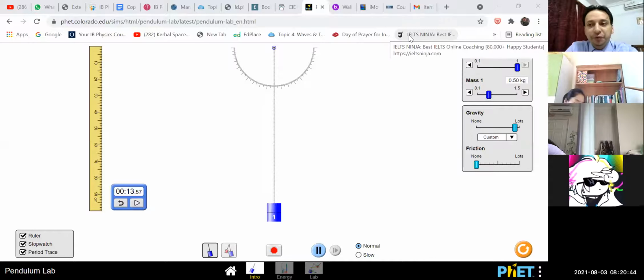In the previous case, when the length was half a meter, the time for 10 oscillations was around 9 seconds. But when we increased the length to 1 meter, the time period of the pendulum for 10 oscillations has increased.